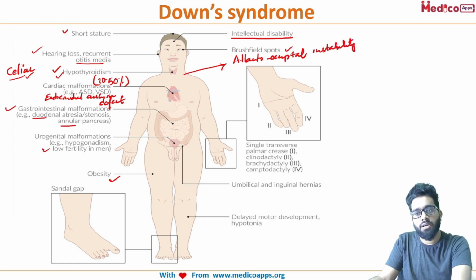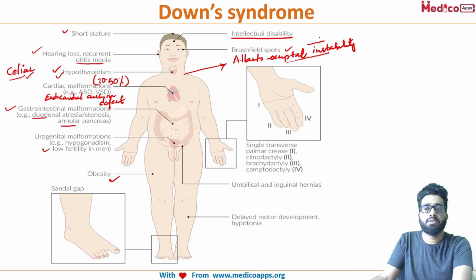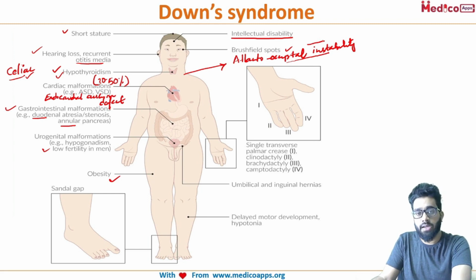So what does this mean? We have to get an MRI in any child with Down syndrome to know whether this is there or not. Sometimes it can become a very life-threatening event if you handle a Down's patient, or if you're trying to intubate this child, or mobilize this child. So you have to be very careful.